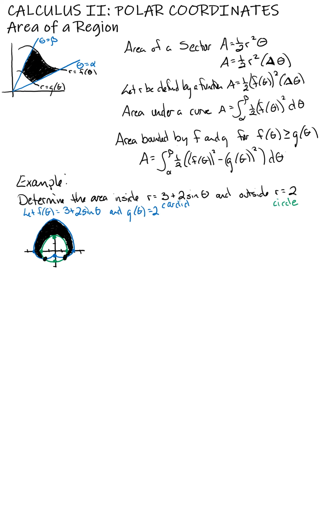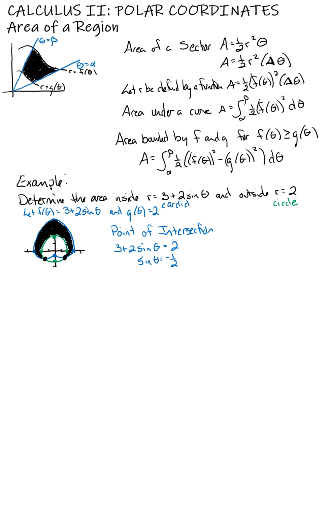All right, now what we'll want to do is find the points of intersection, and I have those highlighted here and here. That's going to give us our limits of integration. We'll find these just like you would expect. We'll set those two functions equal to each other: 3 plus 2 sine theta is equal to 2. If you solve this, subtract 3 from each side of the equation, divide each side by 2, or multiply by 1/2, we end up with the sine of theta is equal to negative 1/2.